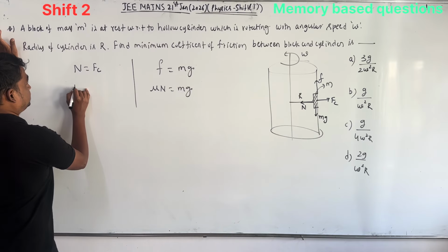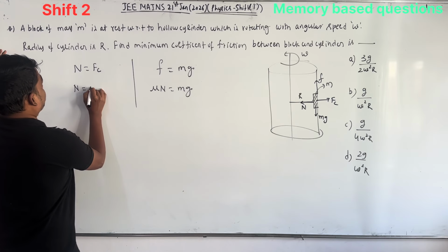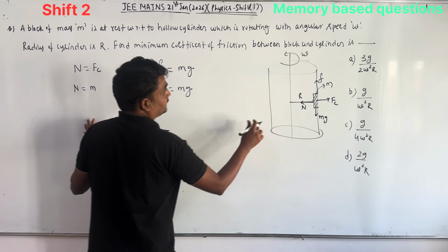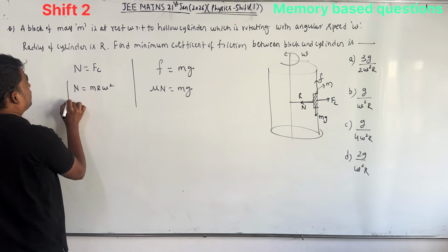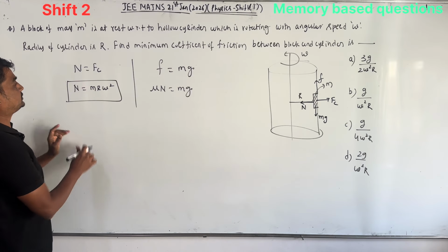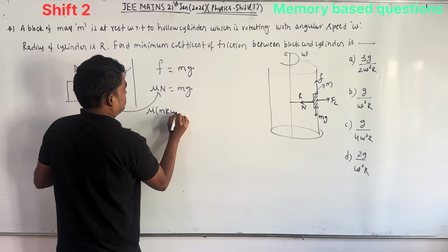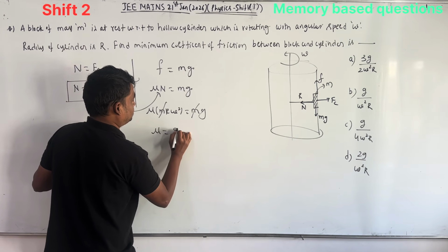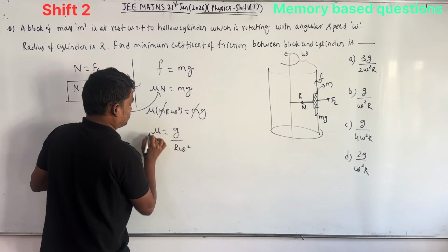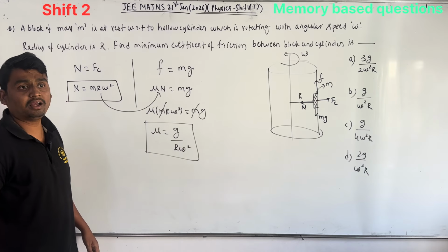So what is the N value? N equals Fc, the centrifugal force. How much is the centrifugal force? m r omega square. M r omega square is the normal reaction which is balancing the centrifugal force. Now substitute this here. So mu into m r omega square equals m into g. M cancels, mu equals g by r omega square. We got the minimum coefficient of friction equal to g by r omega square.